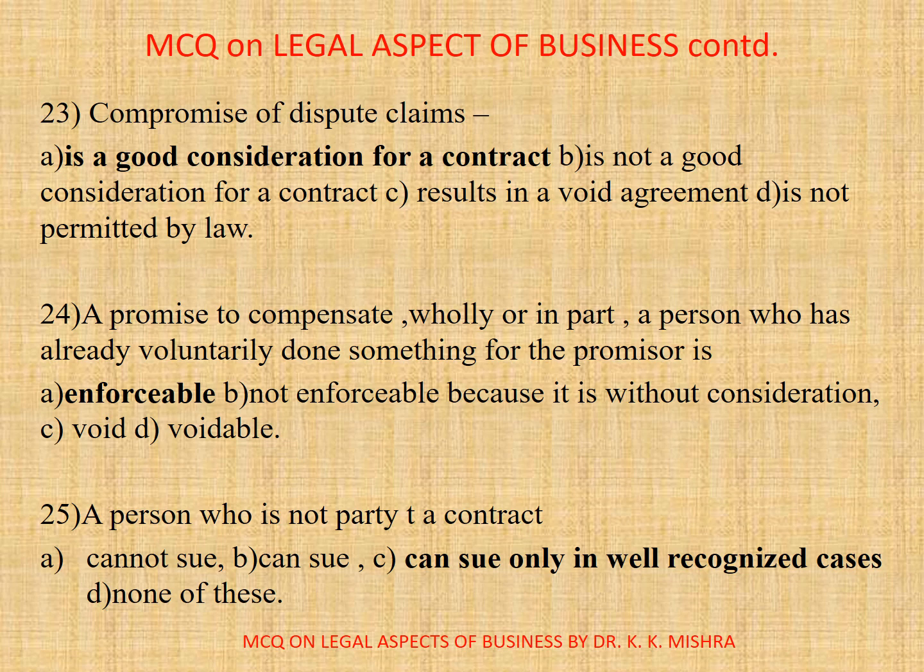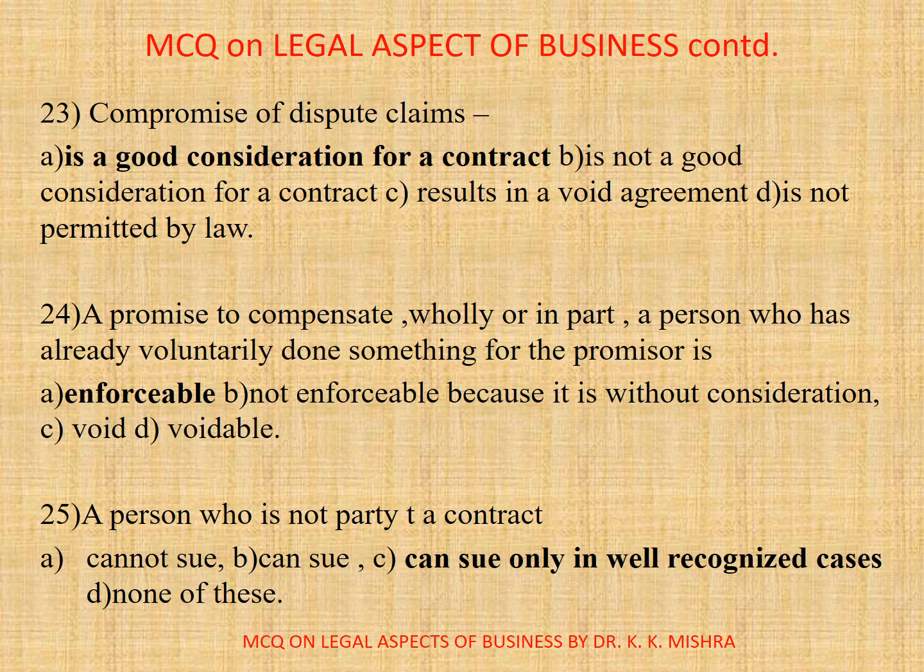Now, question number 24. A promise to compensate wholly or in part a person who has already voluntarily done something for the promisor is, options are A, enforceable. B, not enforceable because it is without consideration. C, void. D, voidable. Correct option is A, enforceable.